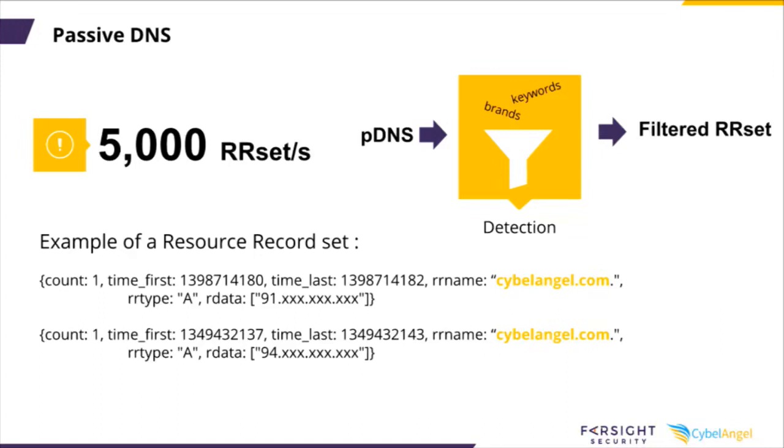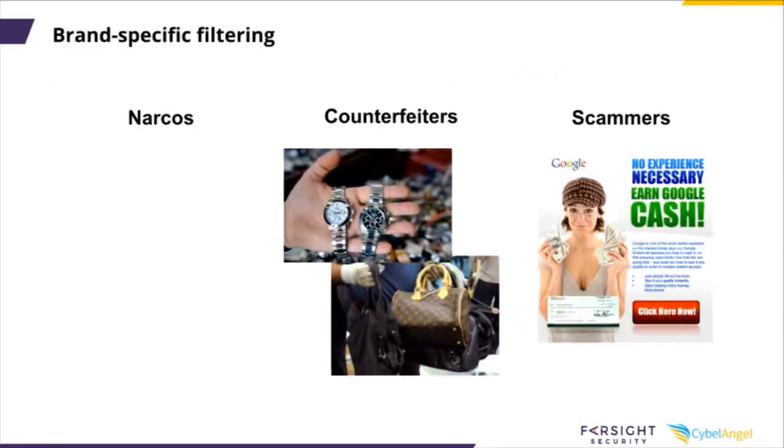So what we will do is subscribe to Farsight's passive DNS, and we filter it first using keywords. So what kind of keywords? Because we are targeting counterfeiters and resellers of illegal goods, we will first look for brand-specific keywords.